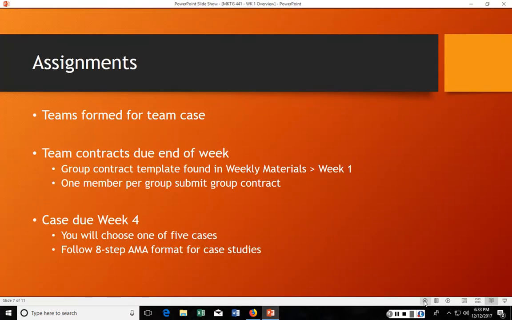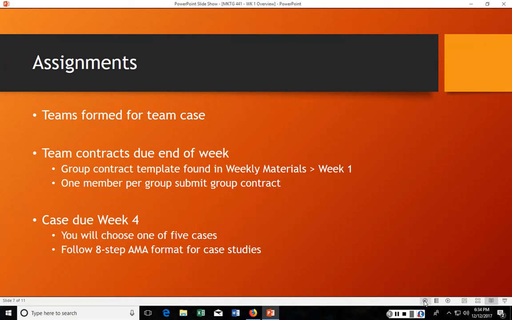All right, the first big assignment that's going to come up is the team case. And by the time you have watched this video, hopefully the teams will all be set. There's a little icon over on the left side of the screen. It says groups. Click there and then you would see your team. These are just going to be basically randomly assigned. I don't know anything about you when I'm making these assignments because I have to do it right away.